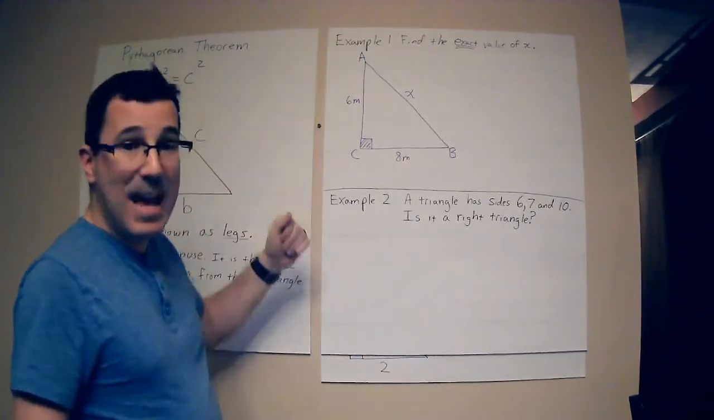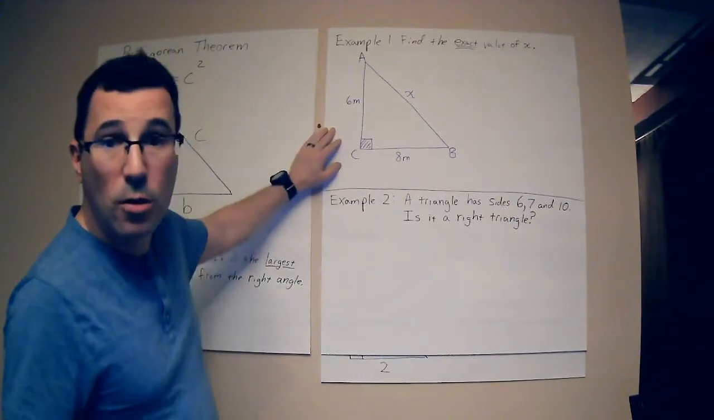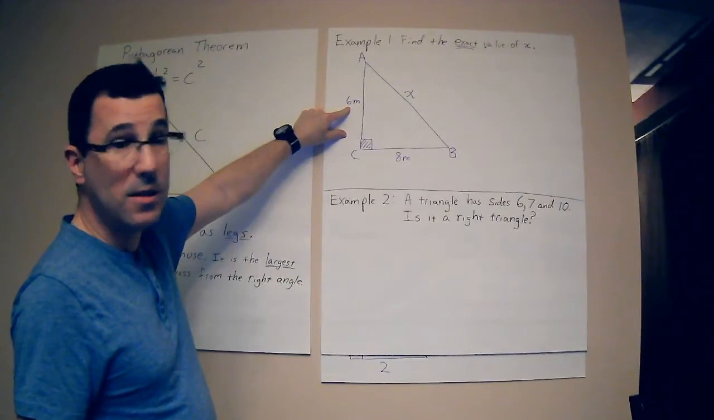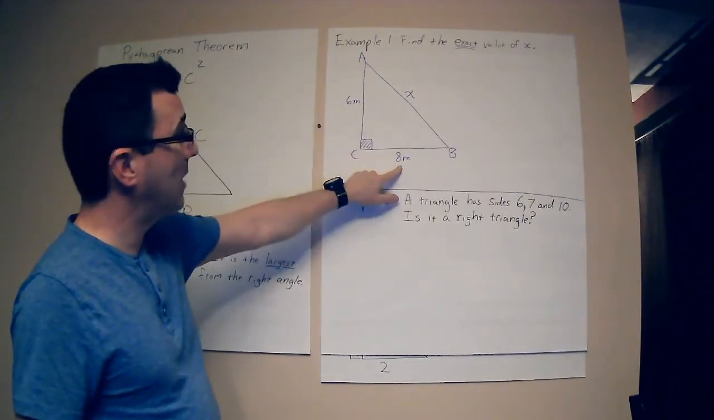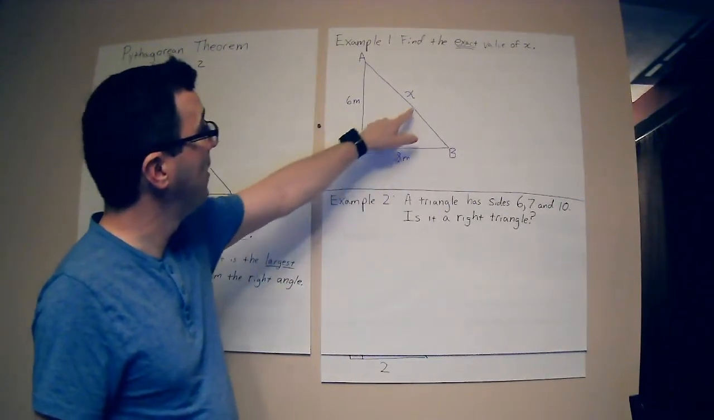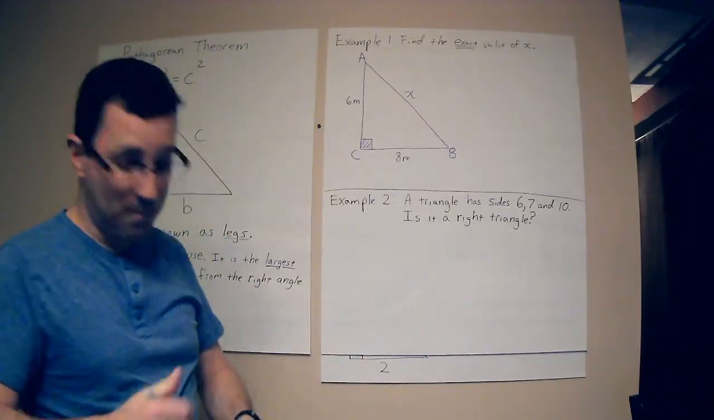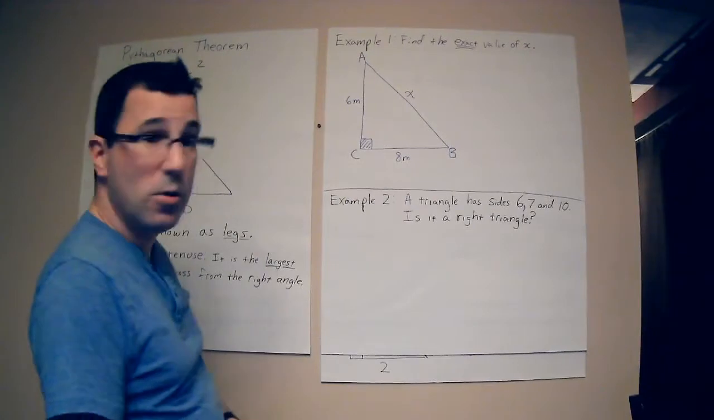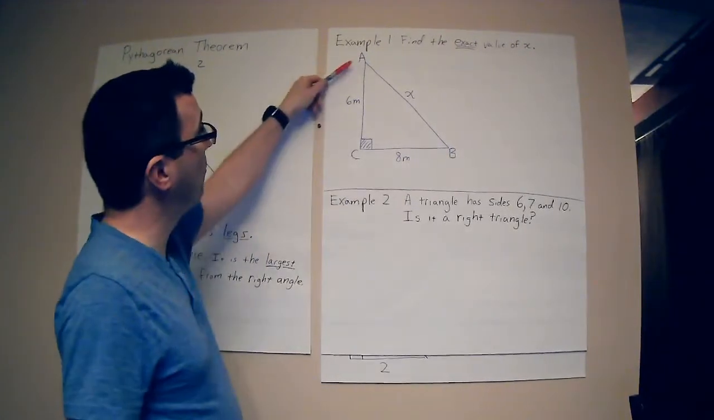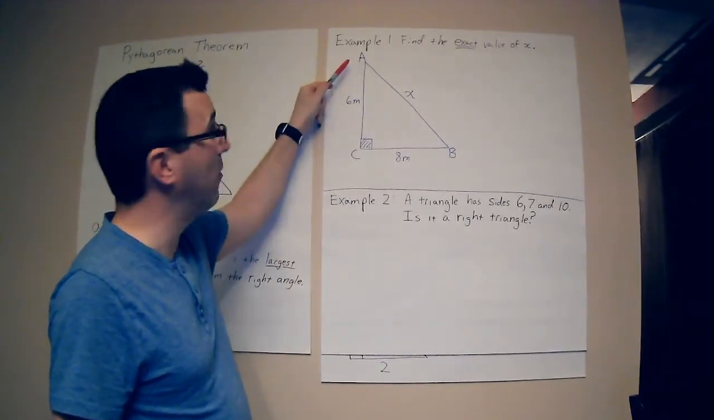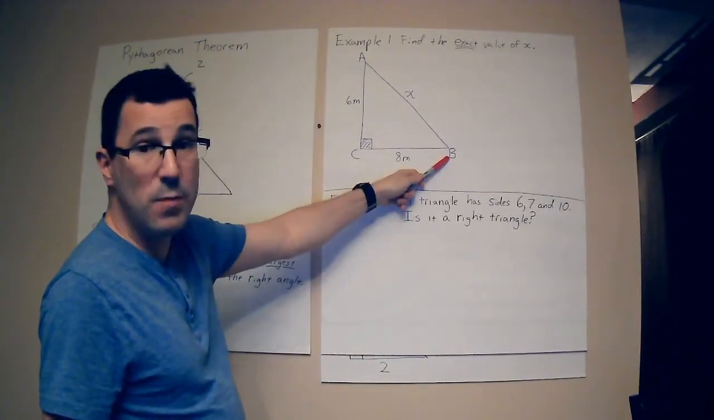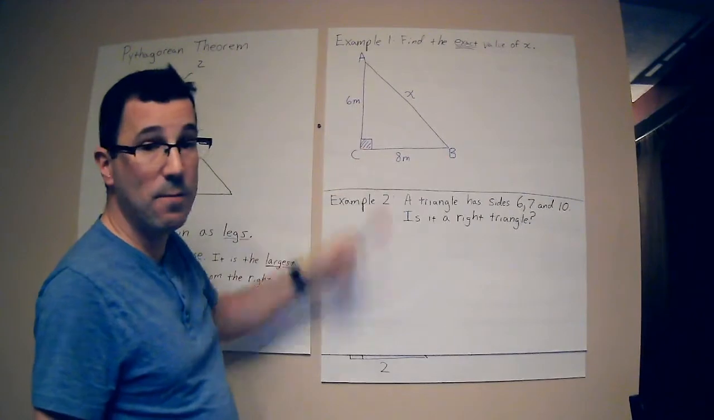Okay, so let's take a look at this one. Find the exact value of x. If you look, you see this side here is 6 meters, this side here is 8 meters, and the x is on that side. Now, you'll also notice I actually have the vertices, the corners of the triangle, labeled. So this corner is A, this corner is B, this corner is C.